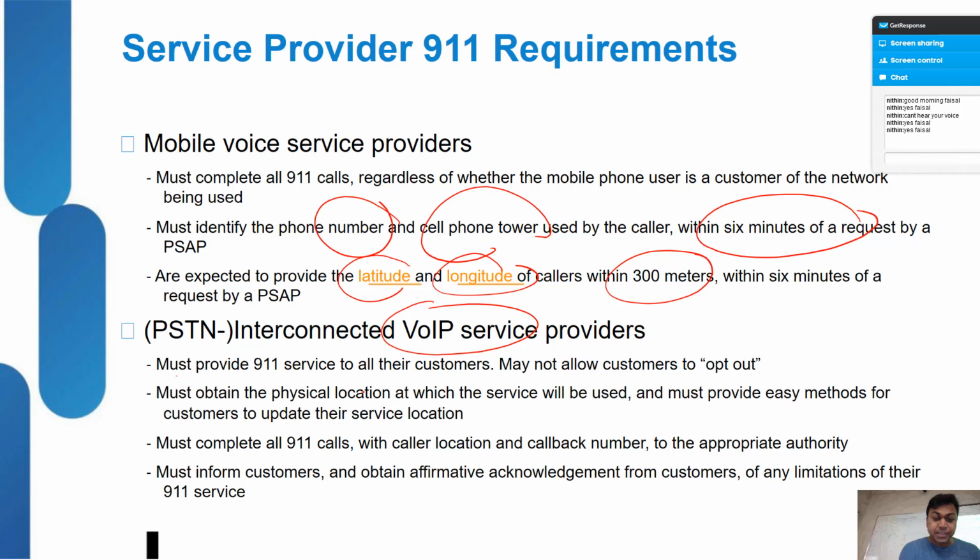The service provider must maintain the physical location at which the service will be used, and must provide an easy method for the customer to update their location. So if you're with Vonage and you decide that you want to move or you want to go on vacation for 3 months to XYZ, they must give you the ability to change your address online or by calling them.